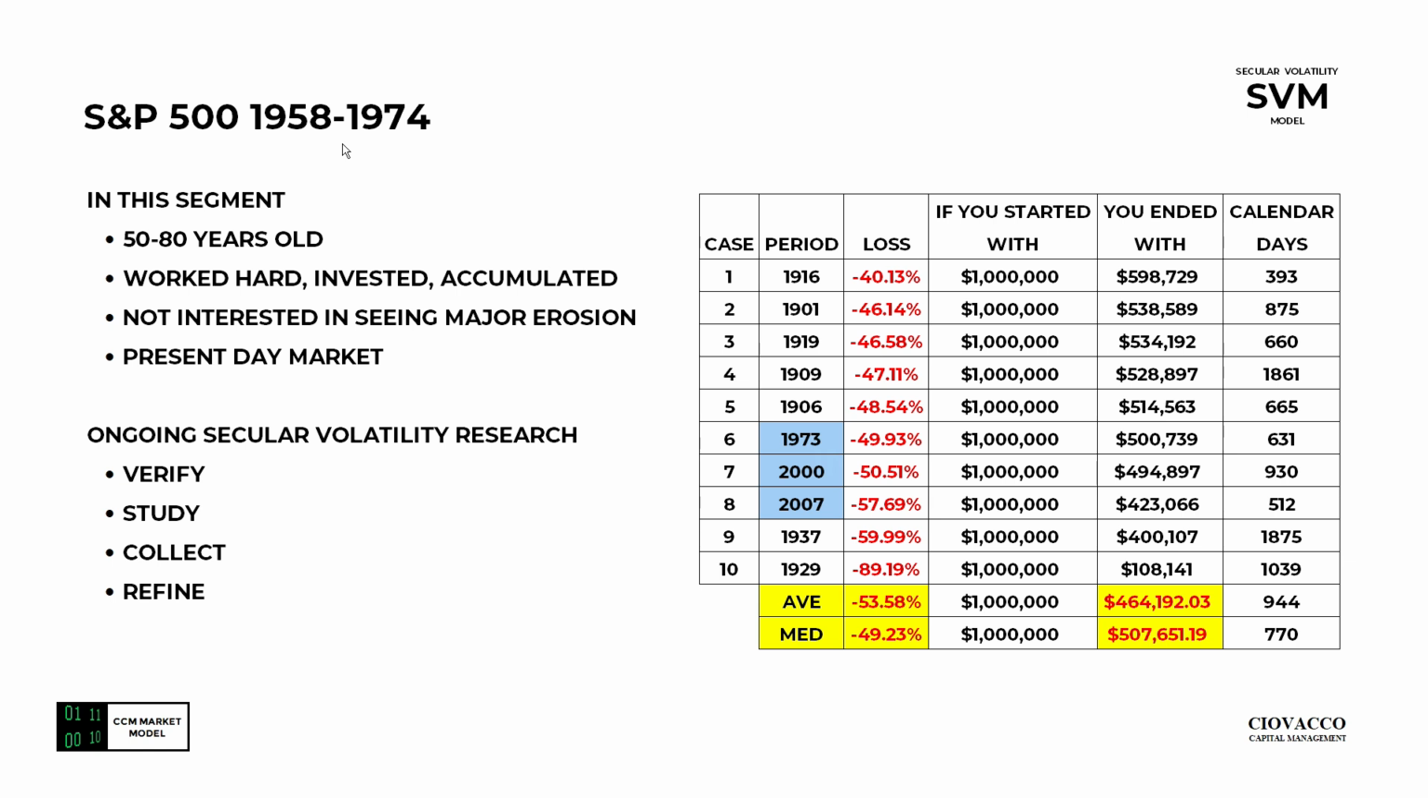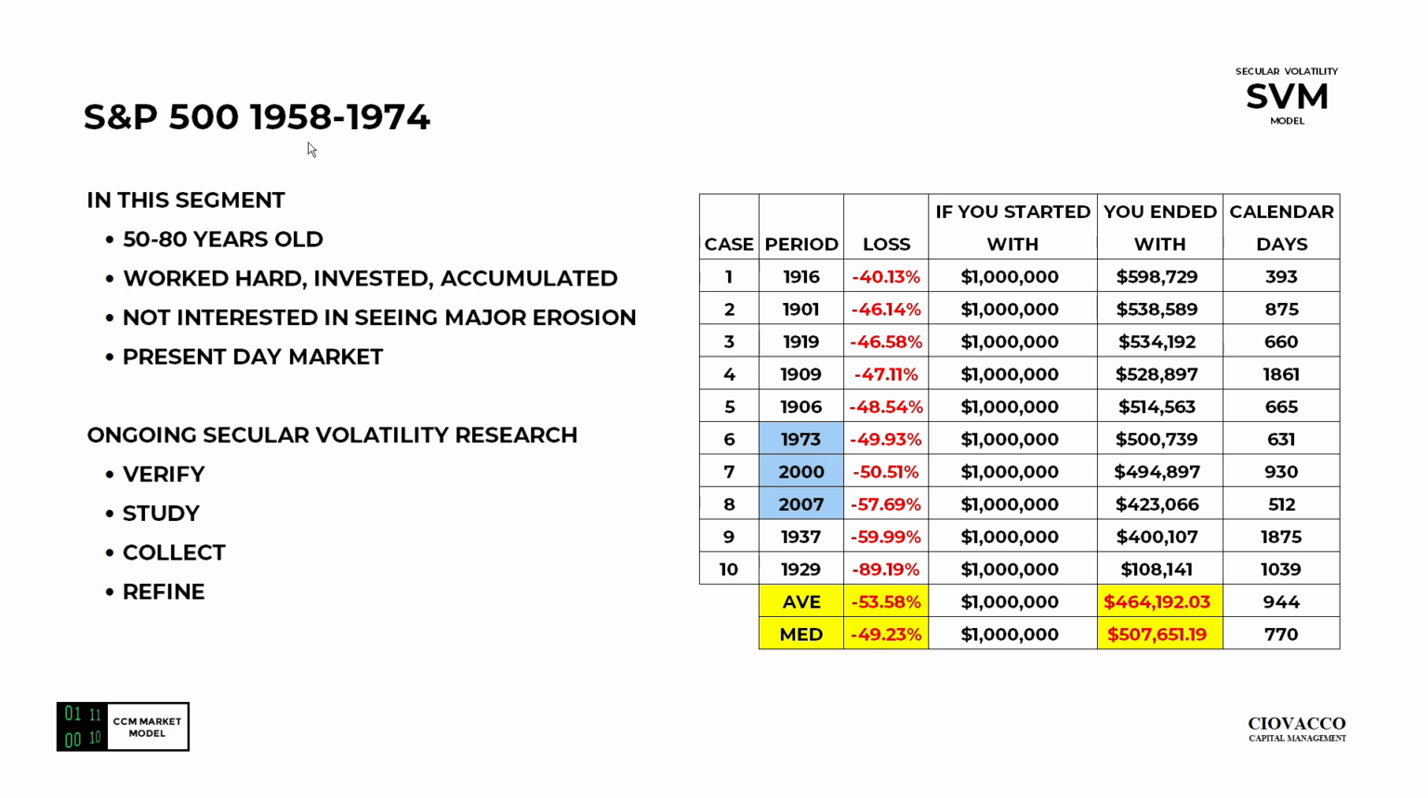In this segment, we're going to primarily focus on the 1958 to 1974 window. But first, let's take a moment to provide some context so we can understand why that window is relevant to the present-day market. If you've worked hard your whole life, you've invested, and you've accumulated wealth, you're not really interested in participating in this type of drawdown. Average drawdown in these 10 cases in the United States, 53%.